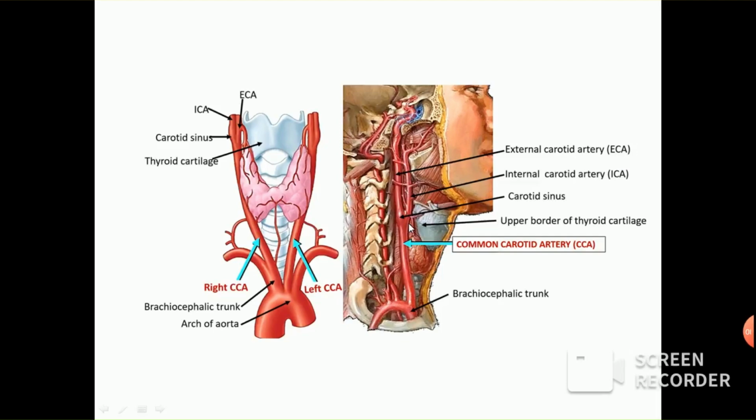You can see here on this lateral view also, this is the thyroid cartilage, this is the upper border of the thyroid cartilage, and at the upper border they are both dividing into the internal and the external carotid arteries. Okay, so this is another point to be remembered. The bifurcation of the common carotid artery happens at the level of upper border of thyroid cartilage.